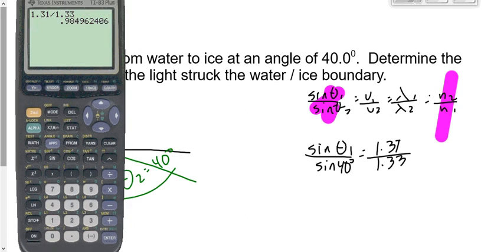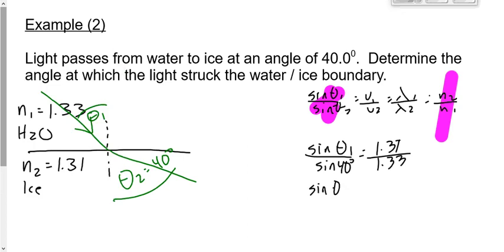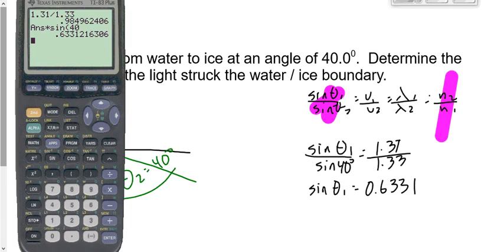Okay, that's the right-hand side. Let's multiply that by sine 40. So I get sine theta 1 is 0.6331. And then how do you find theta 1? Inverse sine, yeah. Second function, sine, 39.3 degrees.